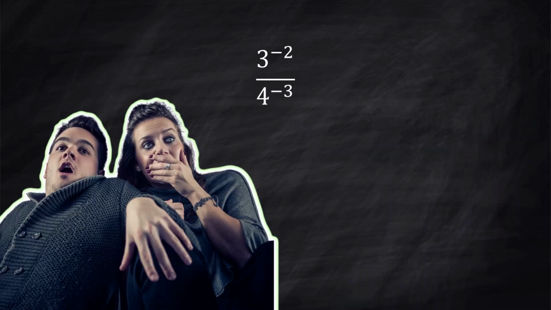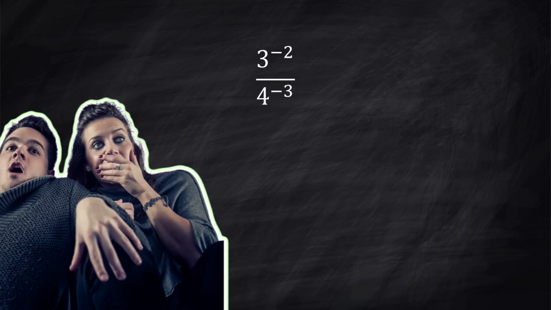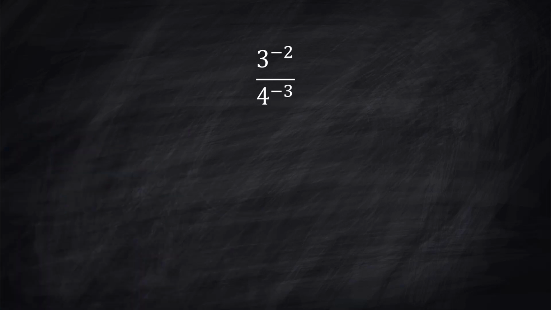Alrighty, this one looks fun, huh? 3 to the negative 2 divided by 4 to the negative 3. We're going to write this as a division problem because that's what it is. And we have 1 over 3 squared divided by 1 over 4 cubed. 1 over 3 squared is 1/9.